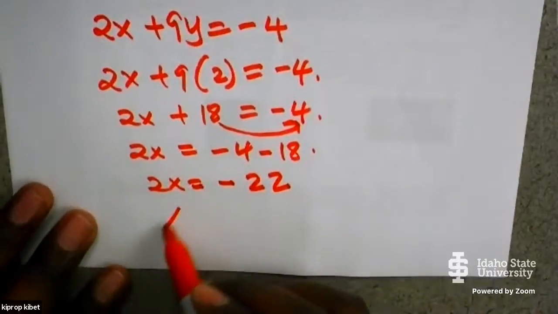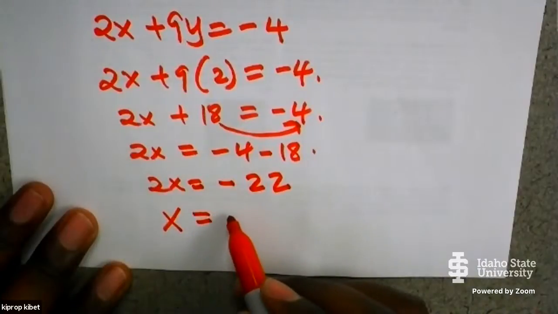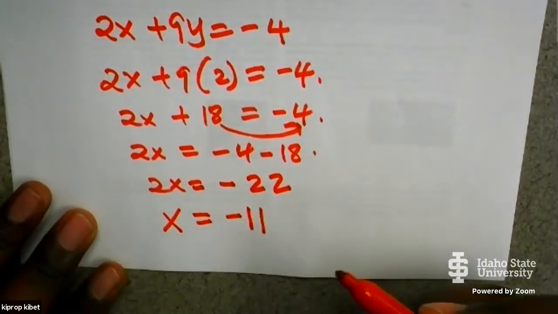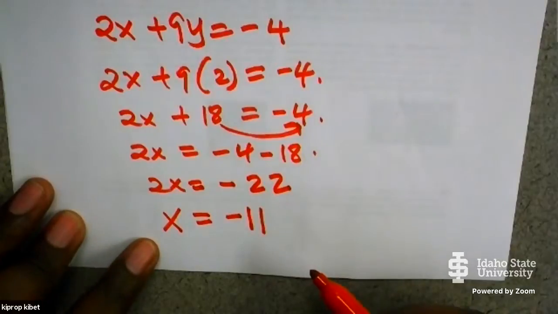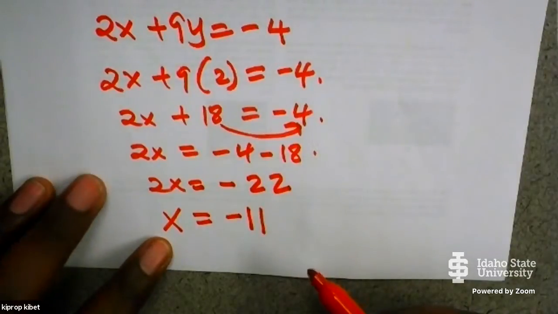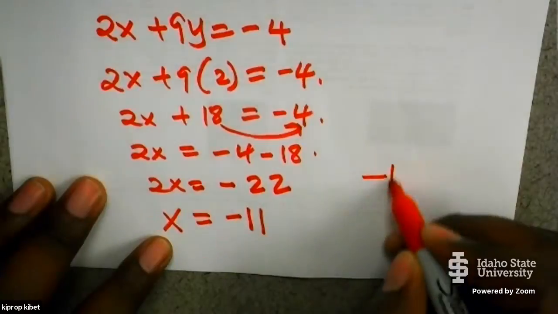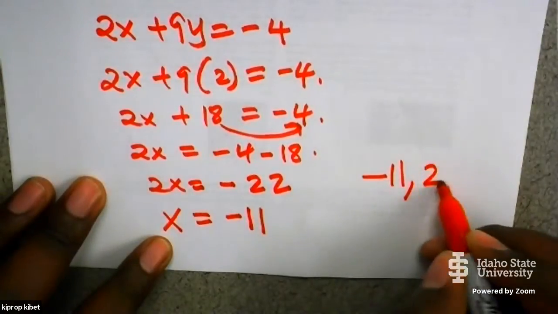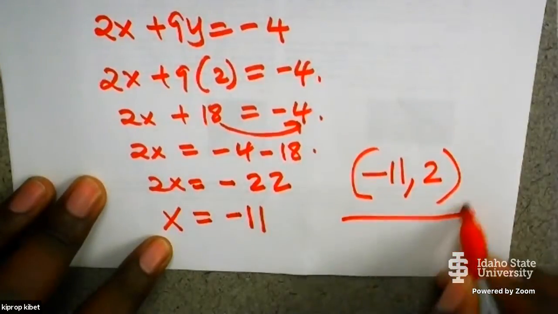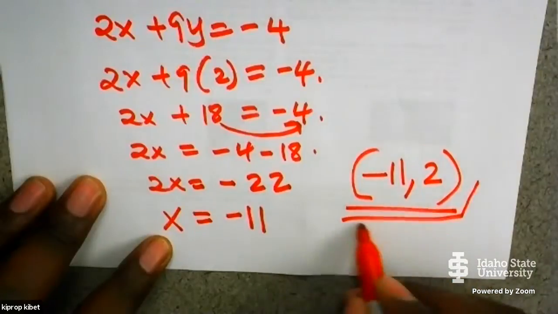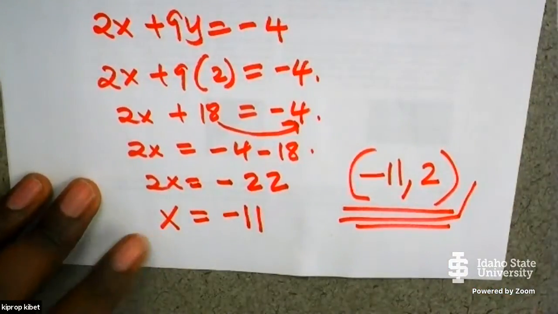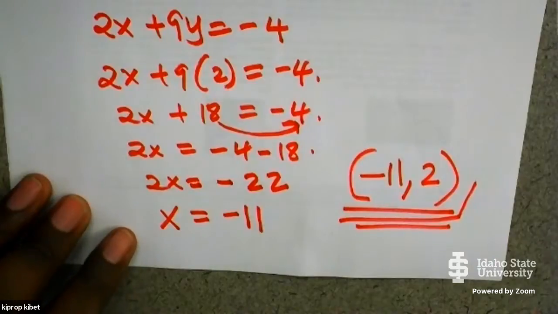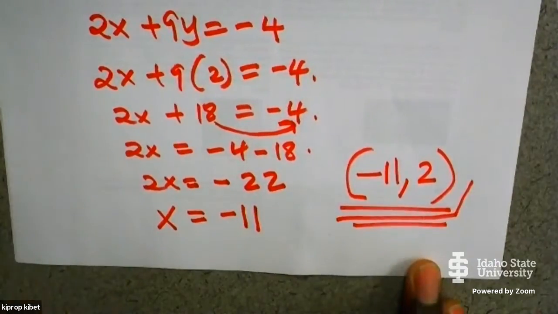So 2x equals minus 22. So what will be our x? Negative 11. So what is the solution of our system? Our solution will be what? Minus 11 and 1. So this is the solution of the system. Okay. So that is the solution.